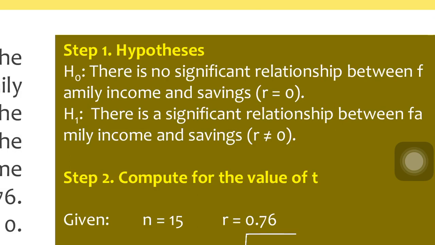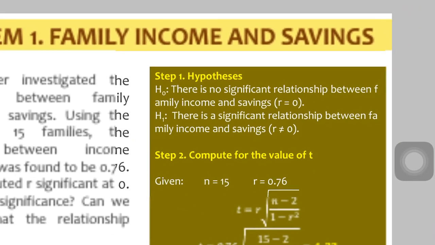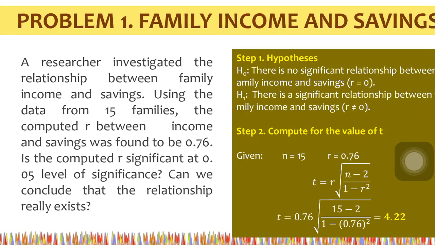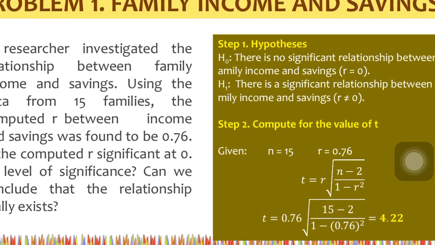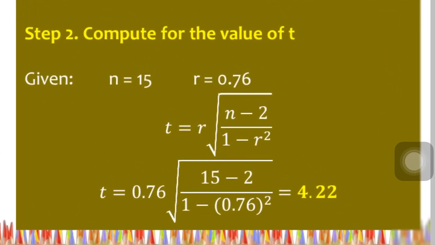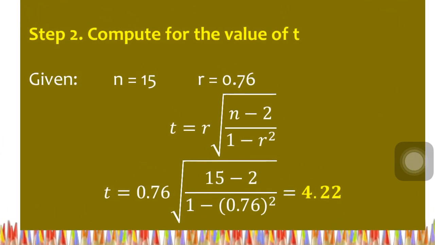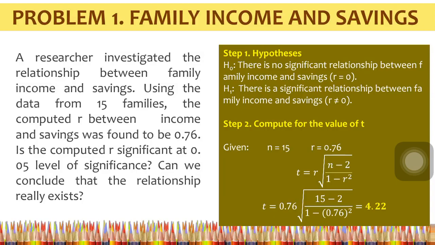Now let's compute for the value of t. Based on the problem, our sample size is 15 and our R is 0.76. We substitute these values to our formula, that is 0.76 multiplied by the square root of 15 minus 2, all divided by 1 minus 0.76 squared. Our t value is 4.22.